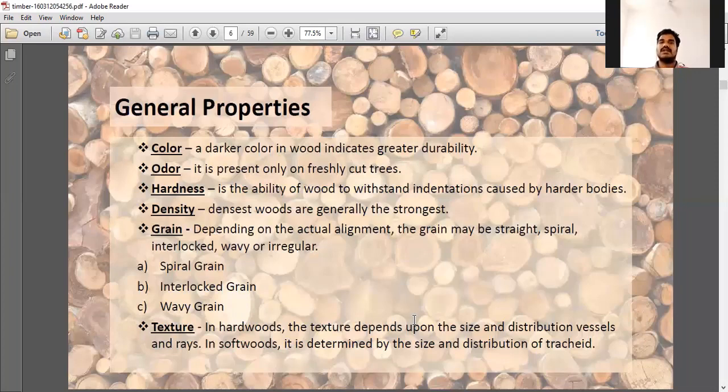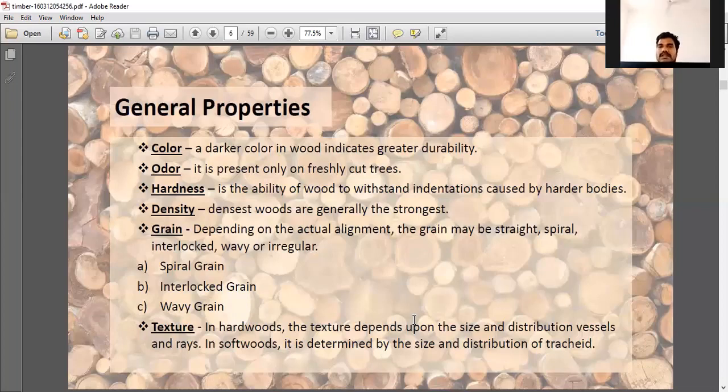So these are all not necessary. The only purpose here is why we are using it in construction of green buildings. Okay, and the texture also varies from tree to tree and timber to timber. In hardwoods, the texture depends upon the size and distribution of vessels and rays. Okay. In softwoods, it is determined by the size and distribution of tracheids. So these are not necessary for you. The only thing you have to know is the main basics of color, odor, hardness, density, and texture.